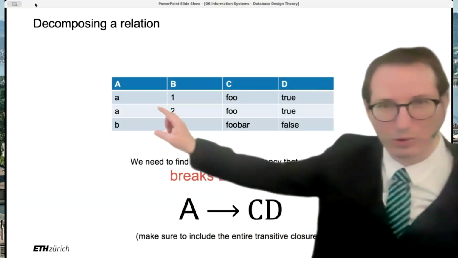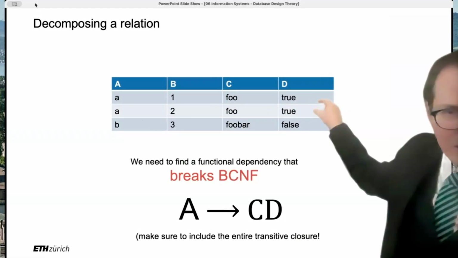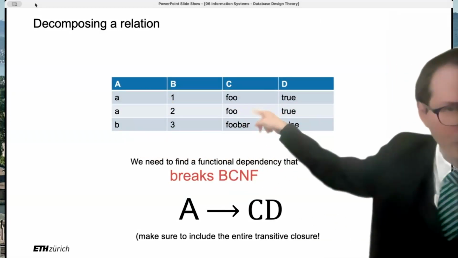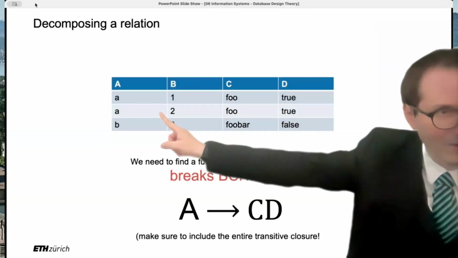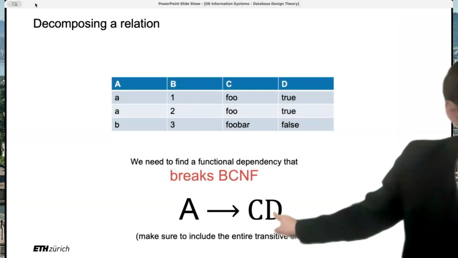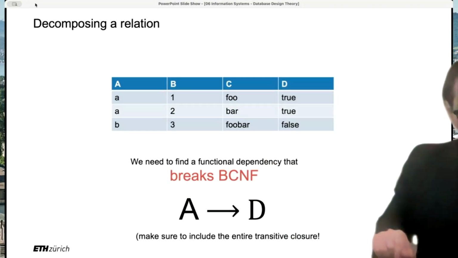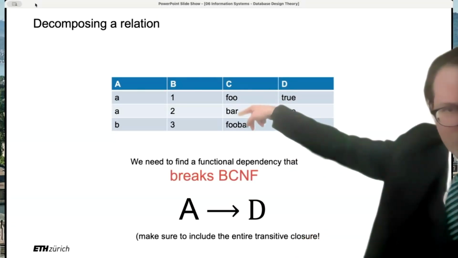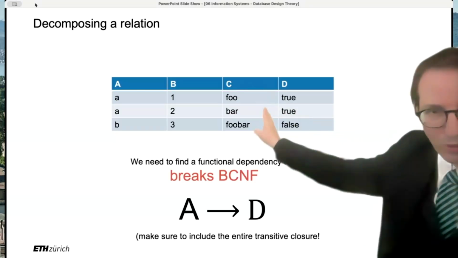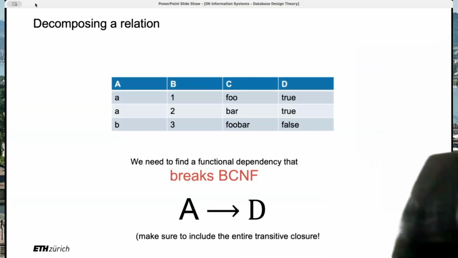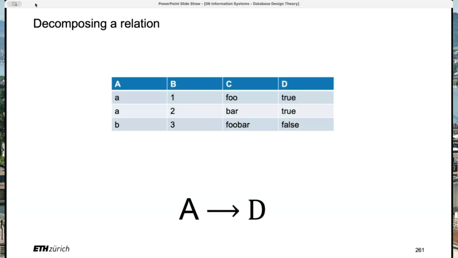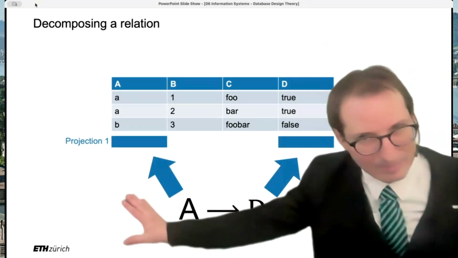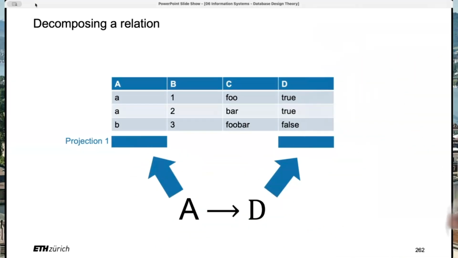So we also add C. You agree? A determines C and D. A determines foo and true. B determines foo, bar and false. Do you see the functional dependency here in the table? A determines C and D. Who sees it? Very good. But let me take the example where I just changed the value here, and we just had A functionally determines D in that case. All right, so what I do is that everything on the left and on the right is my first projection.